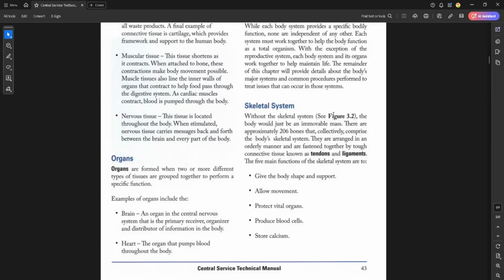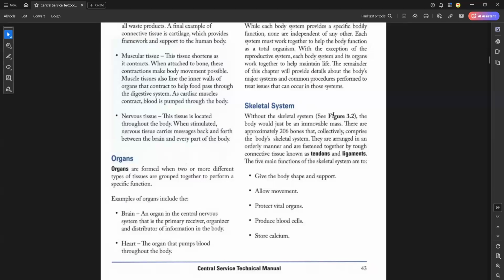Now, they are arranged in an orderly manner and are fastened together by tough connective tissue known as tendons and ligaments. I remember in 2014, I was teaching this, and then somebody said, "Gru, gru, gru." When you slaughter an animal like a poultry, chicken, you see where the thigh and then the hip, you see some kind of soft membrane, connecting. Yes, those things are ligaments and tendons that we like to chew a lot. They are very easy, they are not hard like the bones.